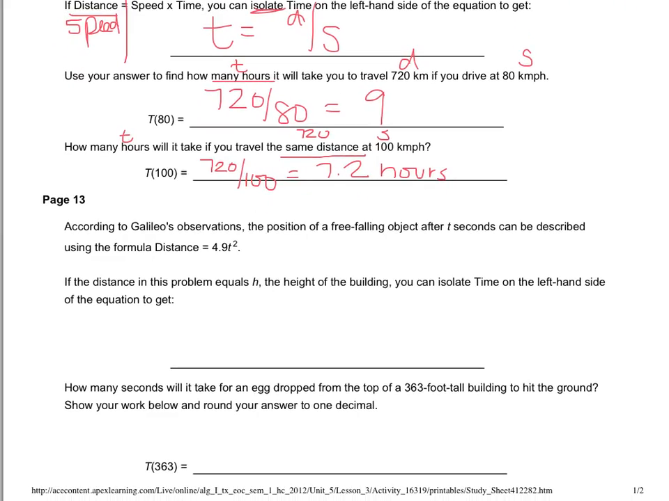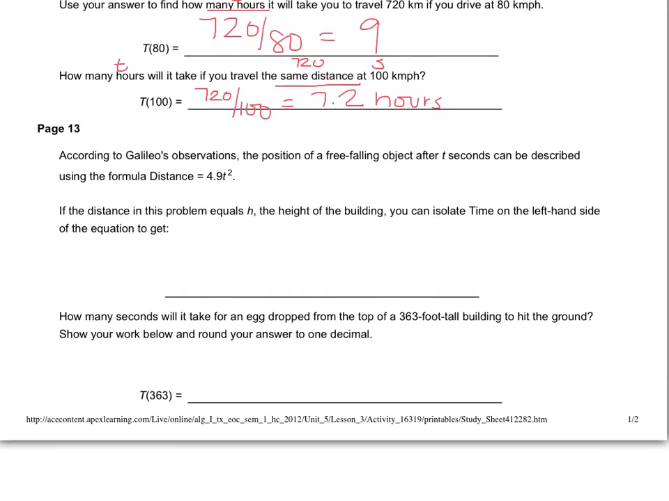So according to Galileo's observation, the position of a free-falling object after t seconds, that means an object that's just dropped, can be described by the formula distance equals 4.9 t squared. So it says if the distance in this problem is equal to our height, so they're saying instead of distance, we're going to say h equals 4.9 t squared.